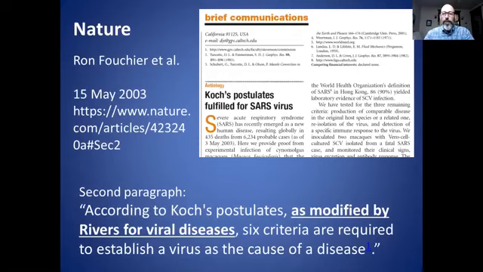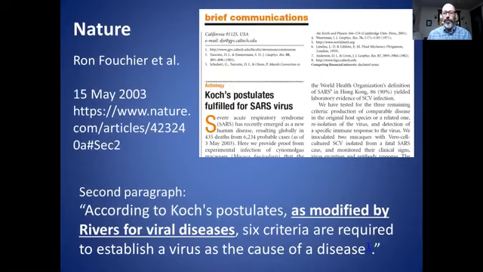So I want to point out that right here, just between the title and what they say in the body of this article, already they're misleading you. Because in the second paragraph, they wrote, according to Koch's postulates as modified by Rivers for viral disease. So it's not Koch's postulates, it's Rivers' criteria, which is different. And they should have put that in the title, but they're misleading you to make you think that Koch's postulates have been fulfilled. According to Rivers, there are 6 criteria to establish a virus as a cause of disease.